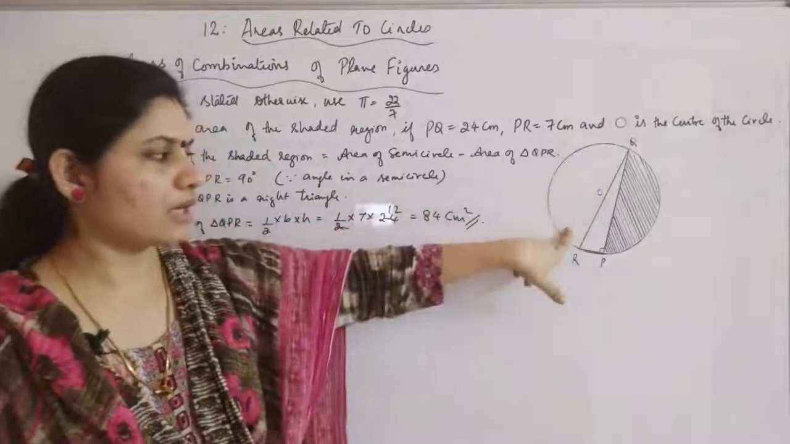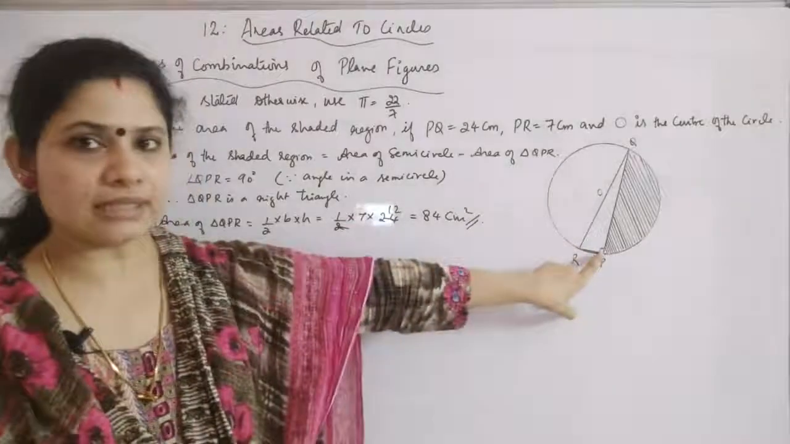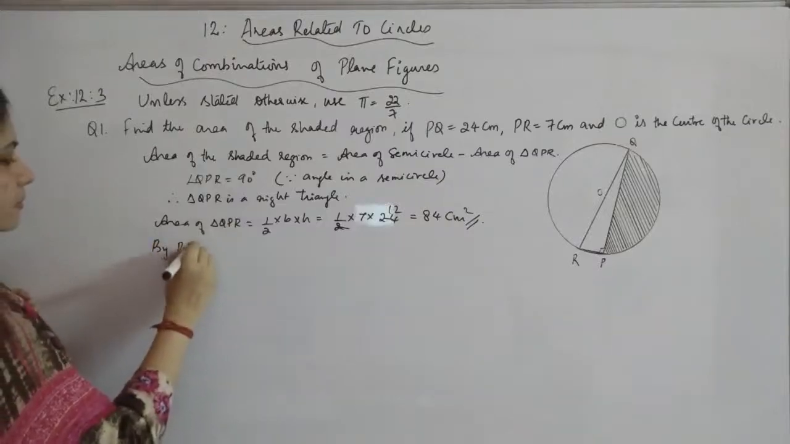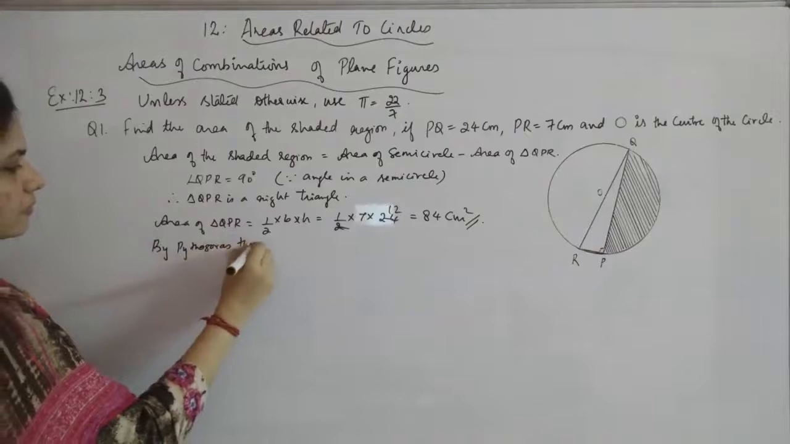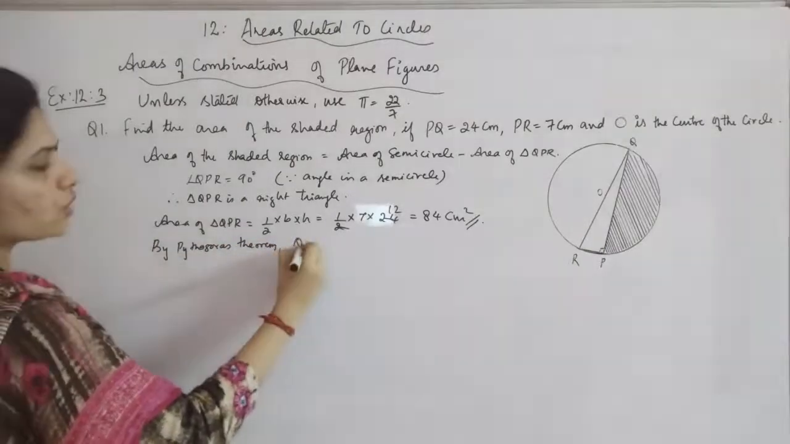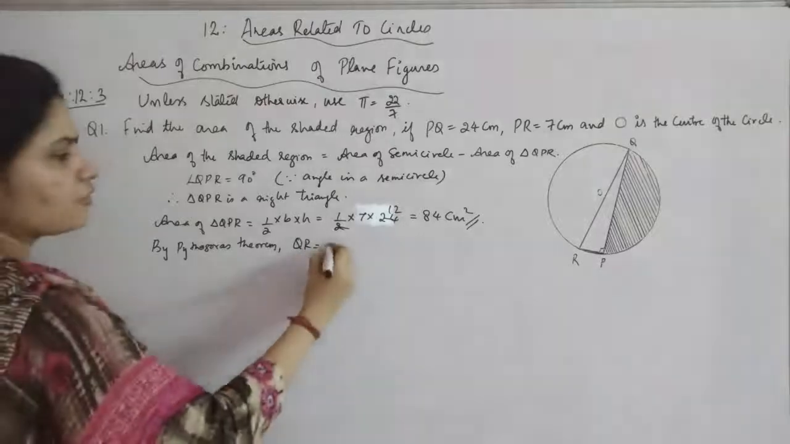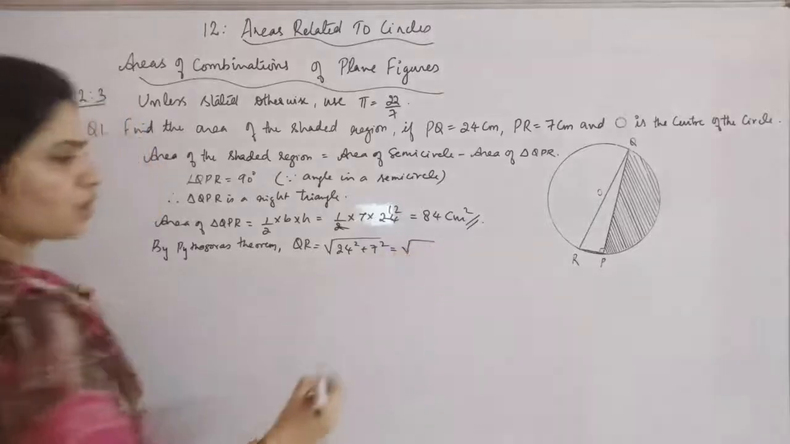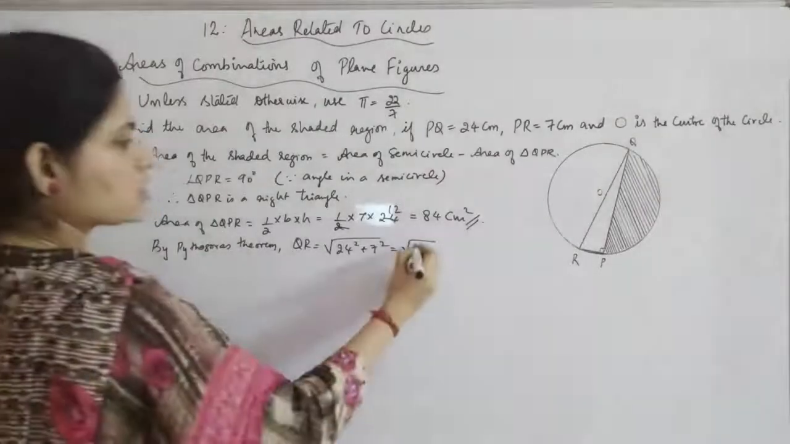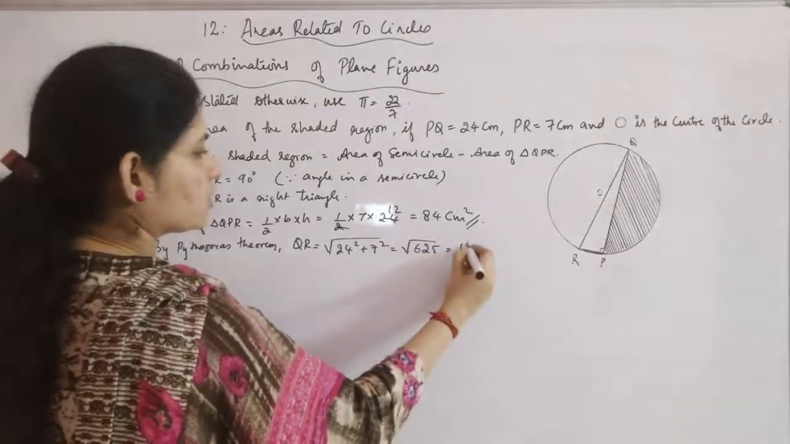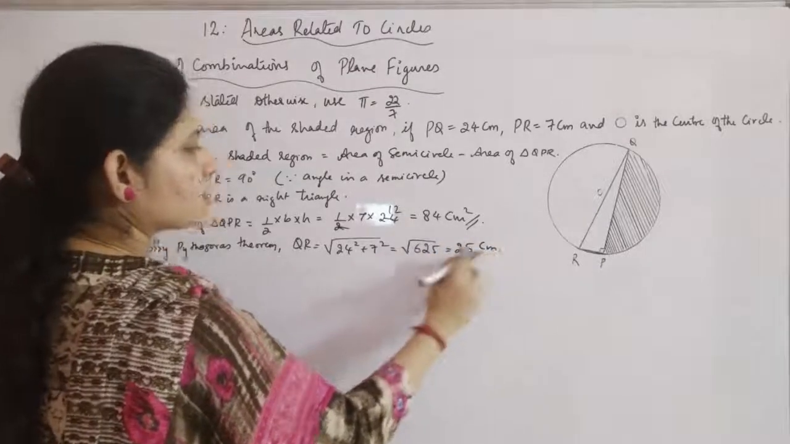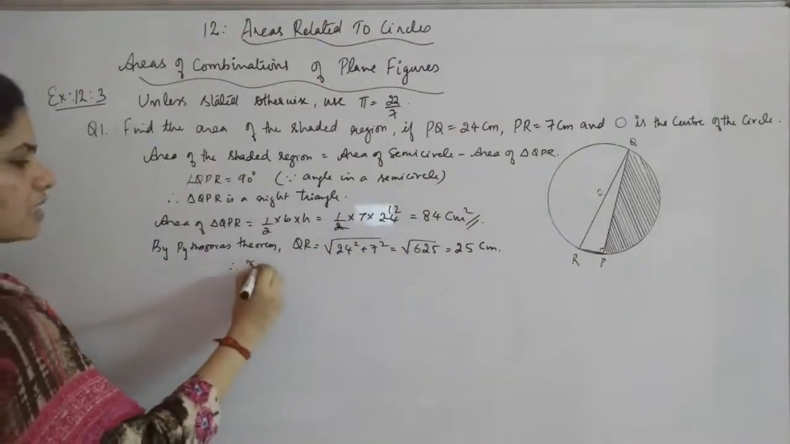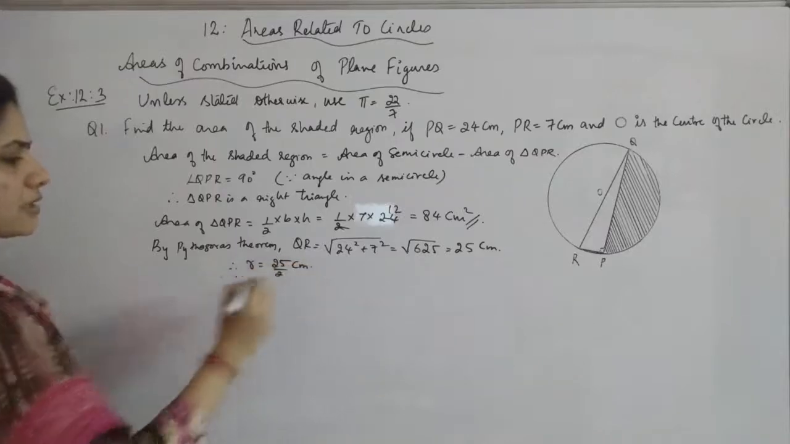Now how will you find QR? By using Pythagoras theorem, because it is 90 degree here. So since it is a right angled triangle, by Pythagoras theorem, QR will be root of 24 square plus 7 square, which will give you root of 576 plus 49, which is 625. That is, you are getting QR to be 25 centimeters. Okay. Now since QR is 25 centimeters, what about the radius of the circle? Therefore R is equal to 25 by 2 centimeters, right?